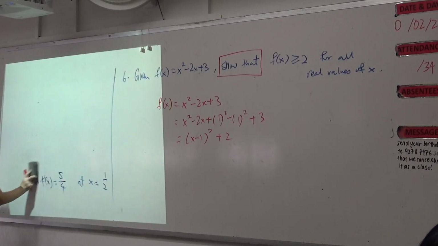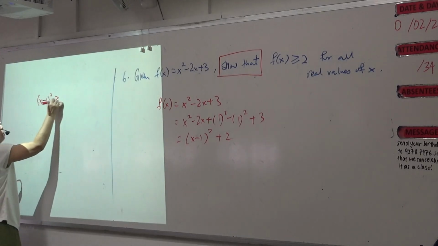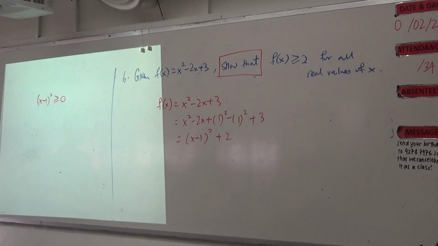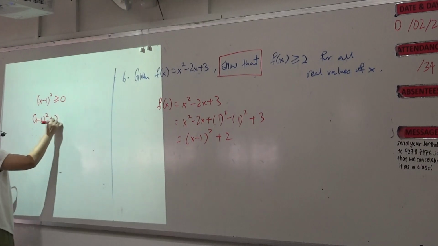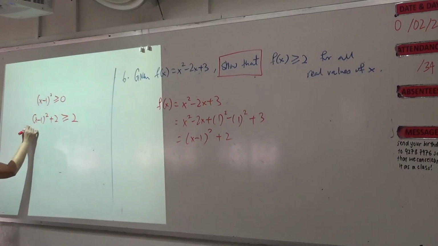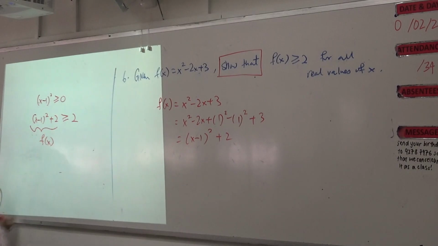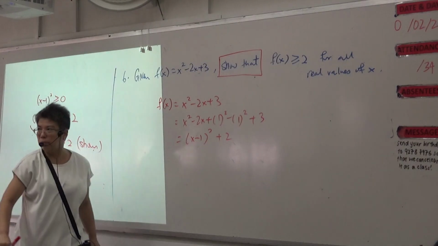After you reach here, you must still write: x minus 1 squared is always bigger than or equal to 0. Correct? So, x minus 1 squared plus 2 will be bigger than or equal to 2. Now, this is equivalent to my mx, so mx is bigger than or equal to 2. Show it.